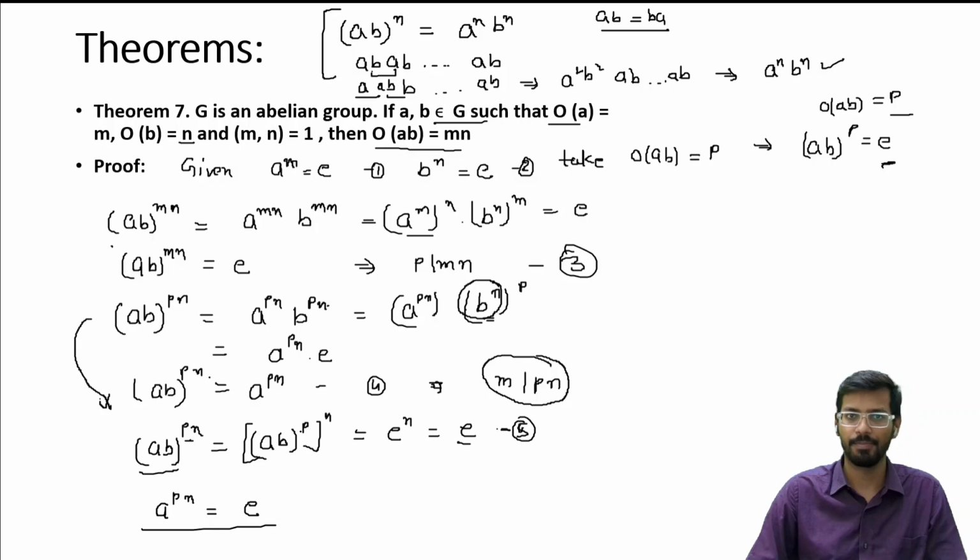(ab) raised to power p whole power n, and (ab) raised to power p is equal to identity element from this. Okay, because we assume that order of ab is equal to p. From this, we can write e raised to power n, and that is equal to identity element. From this equation 4 and this equation 5, we can write a raised to power pn is equal to identity element.